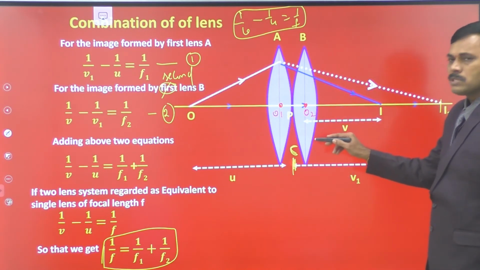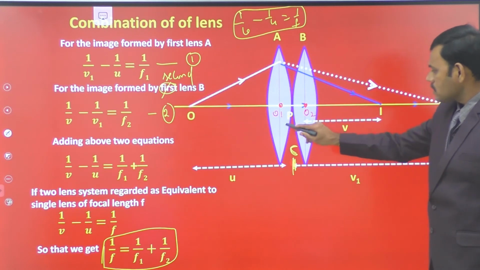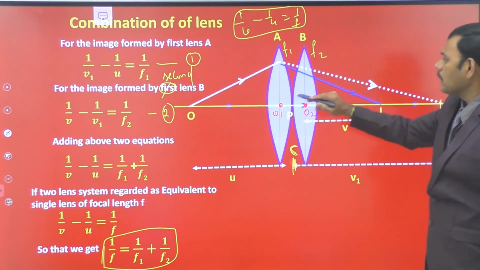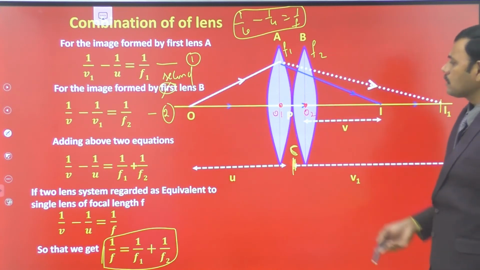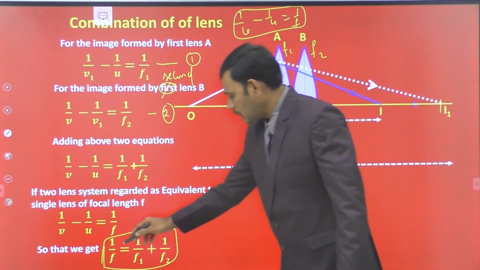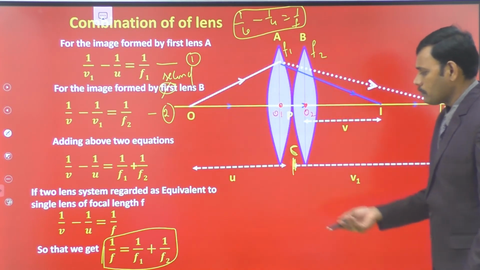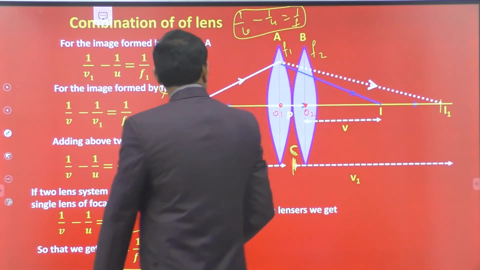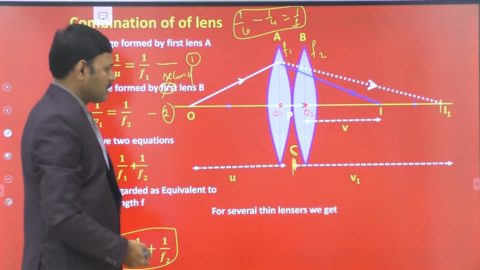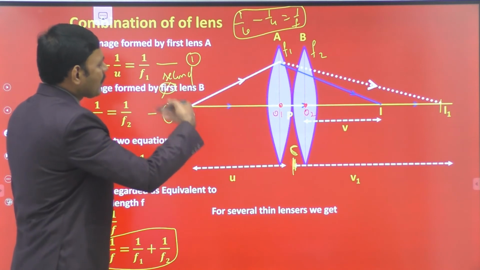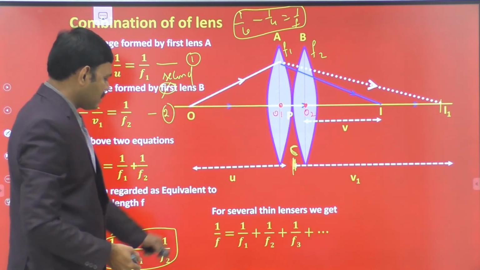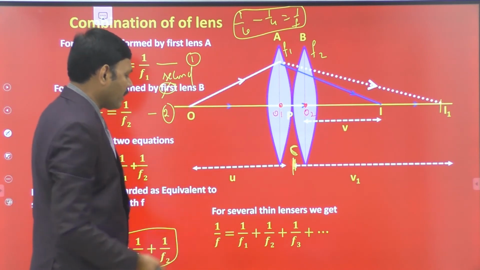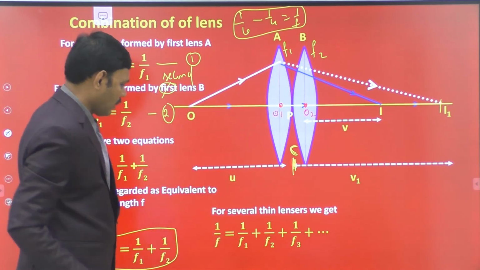Suppose we have two lenses of focal length F1 and F2 kept in contact, then the effective focal length of the combination is F, and the expression is 1 by F is equal to 1 by F1 plus 1 by F2. Not only for two lenses, if you put any number of lenses in contact, we extend the formula in the same manner: 1 by F is equal to 1 by F1 plus 1 by F2 plus 1 by F3 and so on.